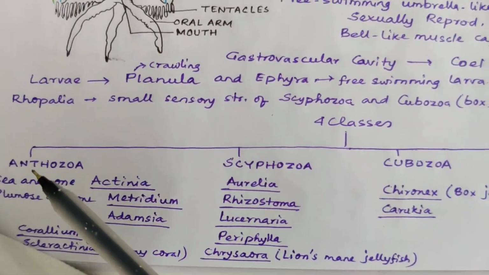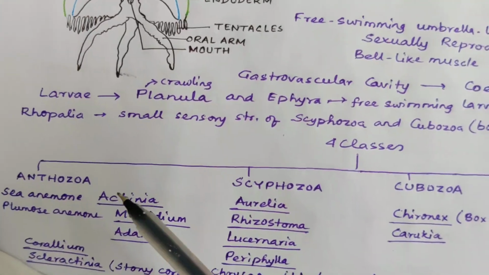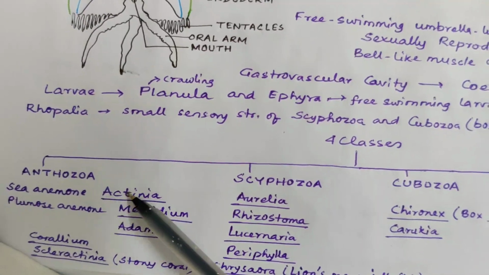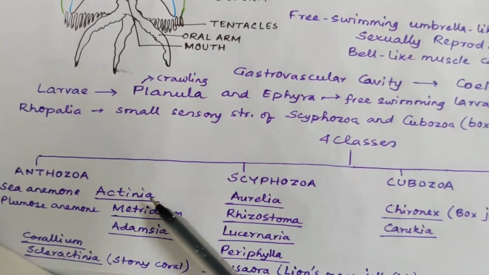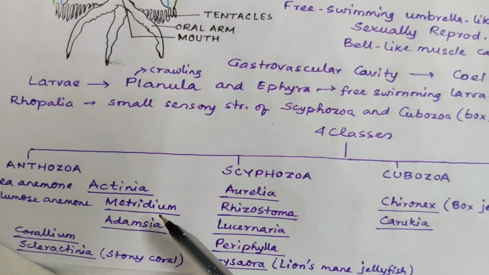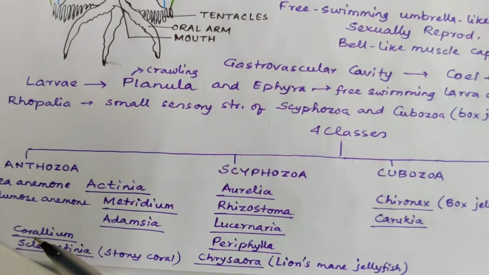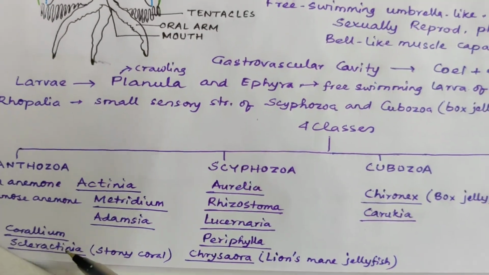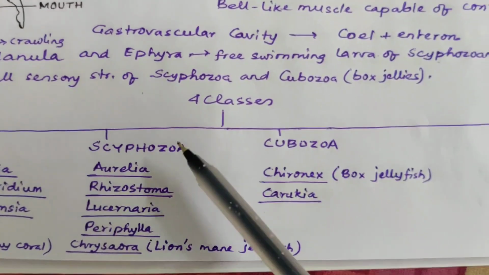In Anthozoa we have sea anemones. Actinia is one of the examples. Metridium is the plumose anemone. Then Adamsia is another kind of sea anemone. Corals are Corallium, and Scleractinia is the stony coral.